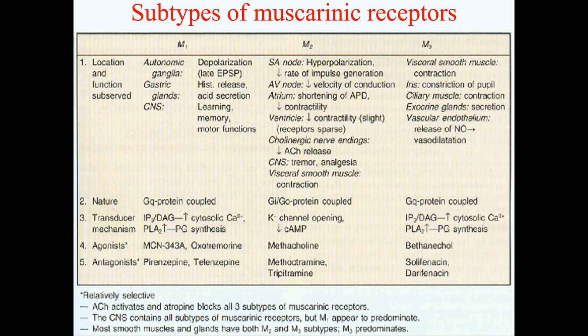On this slide, you can see subtypes of muscarinic receptors which are well known: M1, M2, M3. Their location and function, nature, transducer mechanism, agonists and antagonists.